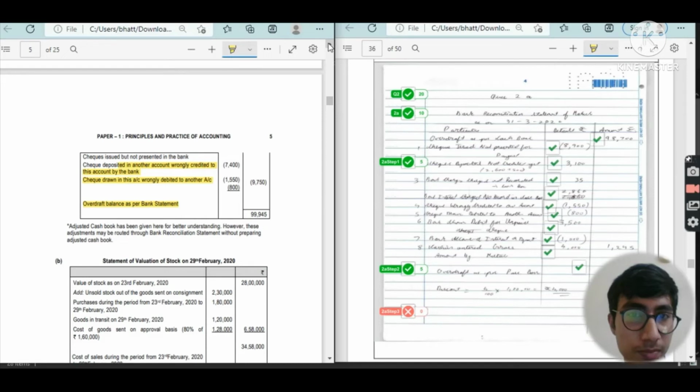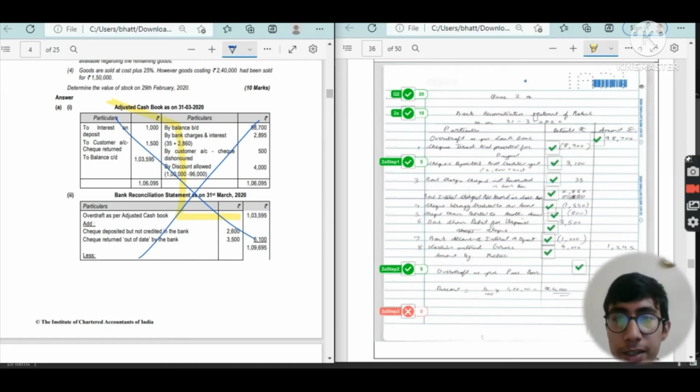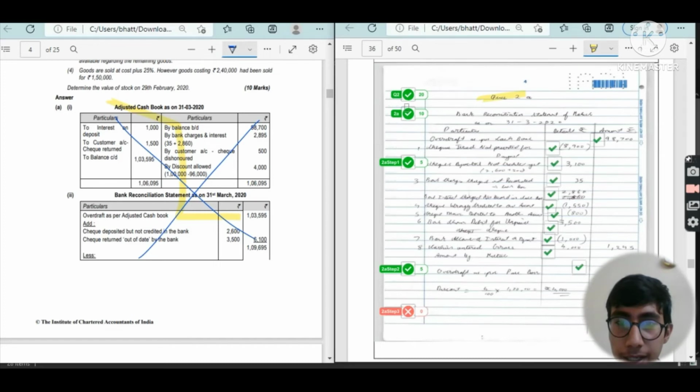They have made an adjusted cash book, so this solution was wrong, and many were thinking that ICAI has checked our answer sheet wrong. But see, I have done it the normal way and I have got the full 10 out of 10 marks in BRS. So just don't be carried away by the wrong solutions, the suggested answers of ICAI, sometimes.